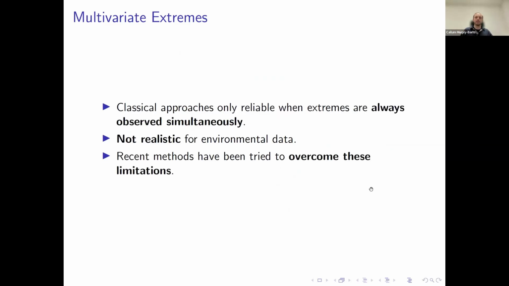Furthermore, these classical approaches, which have only been around since about the 1980s or 1990s, are only applicable when the extremes of different variables or locations occur simultaneously. That means they always occur at the same time. There are some cases where that is a reliable assumption, but many cases where it's not. Say I'm thinking of temperature and humidity: it's not always going to be a peak of temperature when you've got a peak of humidity. There'll be some cases when that's true and other cases when it's not. So this assumption is not realistic for environmental data, and hence many recent methods have tried to overcome these two limitations for applied modeling.